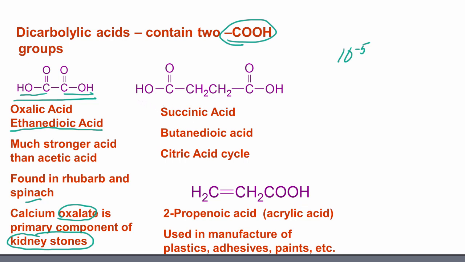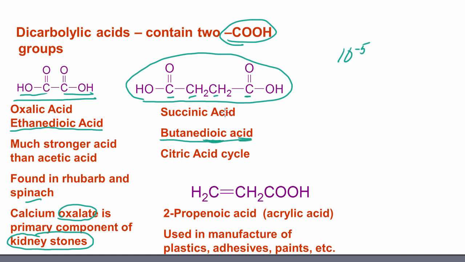The next dicarboxylic acid is succinic acid, and the IUPAC name would be butane dioic acid. And the reason for that is you have 1, 2, 3, 4. Remember, that carboxyl group always has to be at the end of the molecule. So we have 4 carbons, so that'd be a butane, and then the 2 carboxyl groups, that's the dioic, and then we add the word acid. This we will come across again when we get to the citric acid cycle.